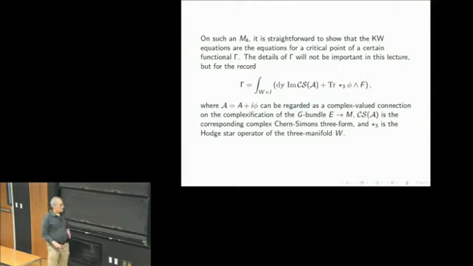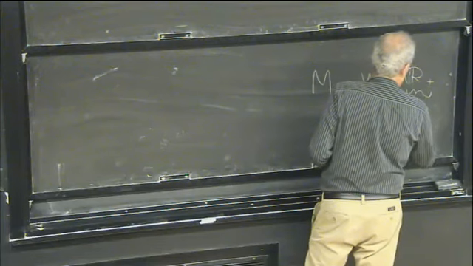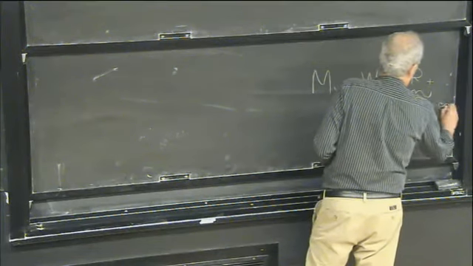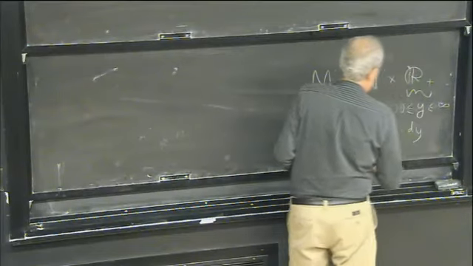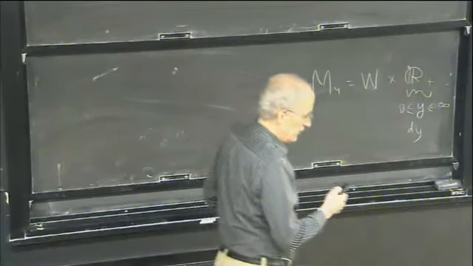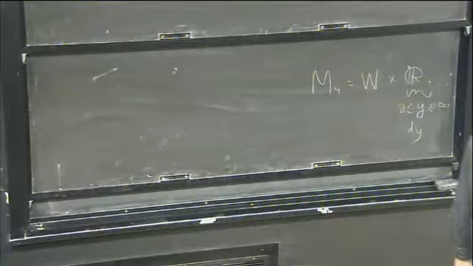So we took M4 to be W, which is a 3-manifold times R+, but R+ is parameterized by Y. So dy is a 1-form that we wedge with the Chern-Simons 3-form, or rather its imaginary part, so we can integrate it.